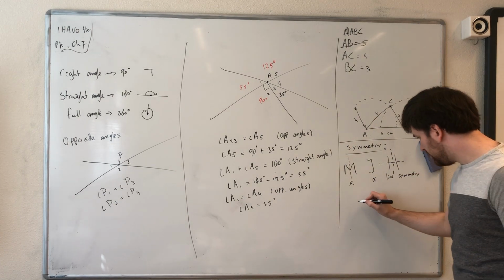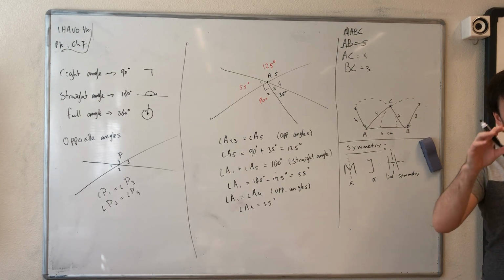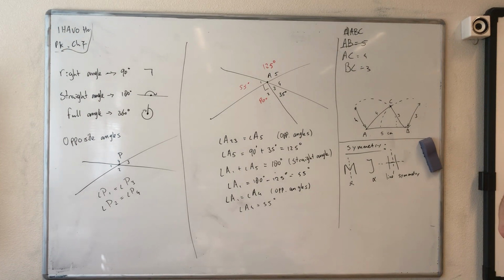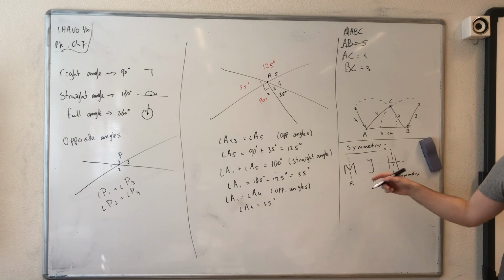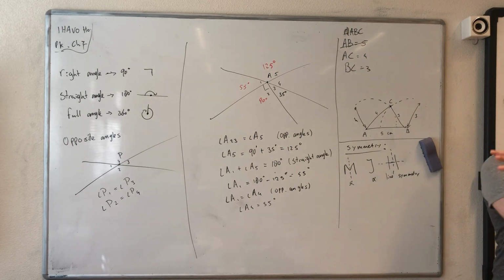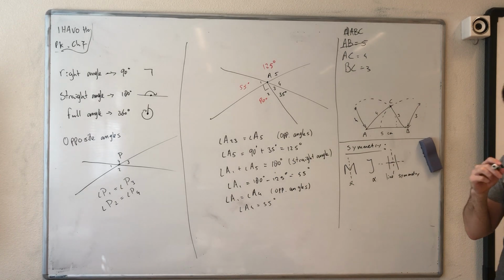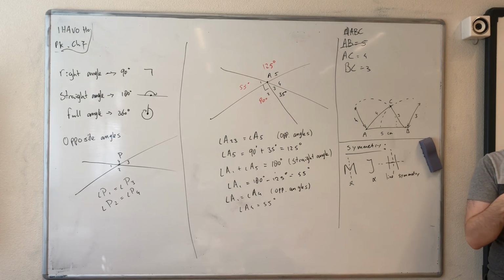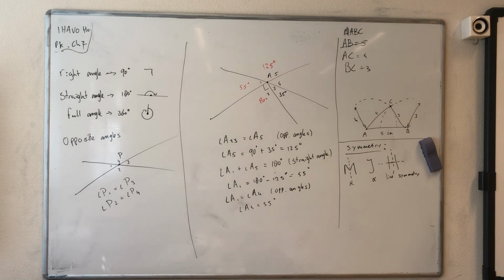Then we had rotational symmetry. There were letters that we could turn around. For example, if we're trying to turn around the M, the only way to get the M back as it is, is by turning it all the way around. So that one does not have rotational symmetry. Does anyone know a letter that actually does have rotational symmetry?